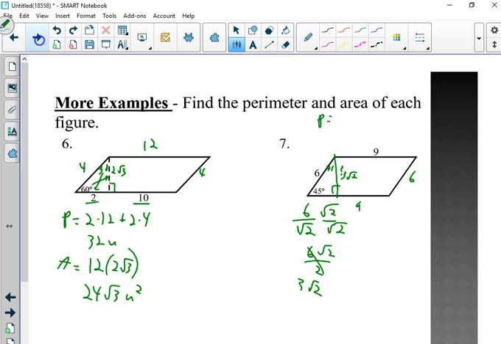So the perimeter is 2 times 9 plus 2 times 6. 18 plus 12, 30 units. The area is the base, 9, times the height, 3 root 2. 9 times 3, area is 27 root 2 square units.